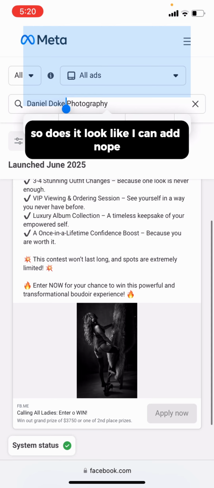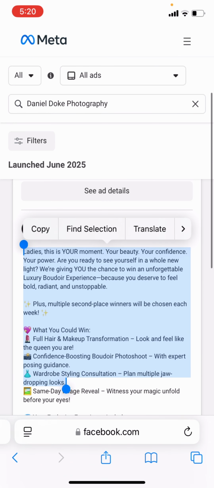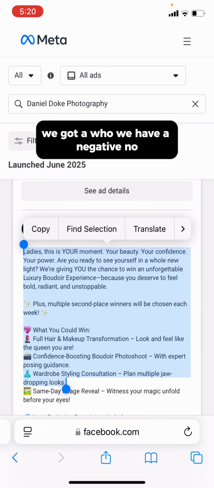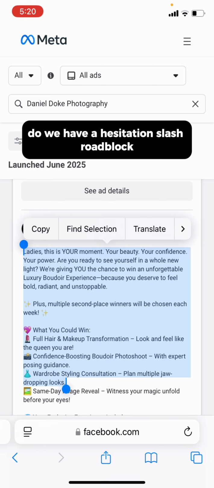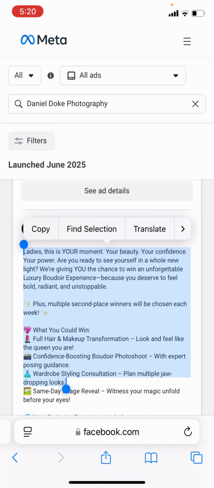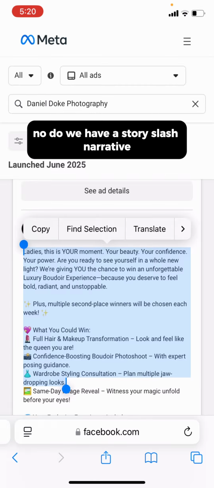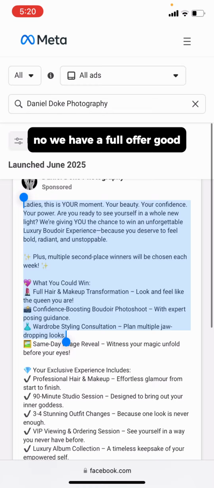So does it look like an ad? Nope. Who? Okay, we got a who. Do we have a negative? No. Do we have a positive? Yes. Do we have a hesitation / roadblock? No. Next, we go to the body copy. Do we have an authority hook? No. Do we have a story / narrative? No. We have a full offer. Good.